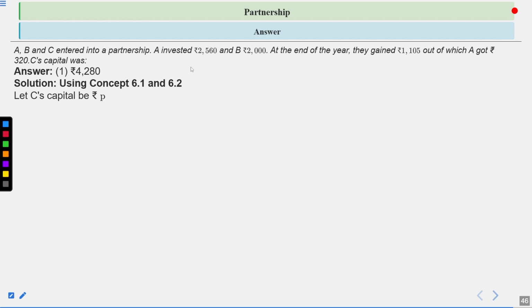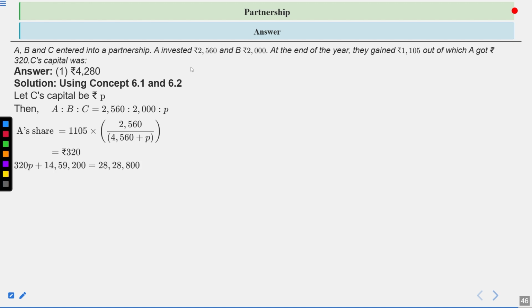Let the capital invested by C be P rupees. So the A, B, C ratio will become 2,560 : 2,000 : P rupees. A's share is 1105 multiplied by 2560 upon 4560 plus P, the total investment, which is equal to 320 rupees. So we can calculate it. Multiplying it, we get 320P plus 14,59,200, which is equal to 28,28,800 rupees. Now when we simplify it, we get the value of P, which is 4,280 rupees.